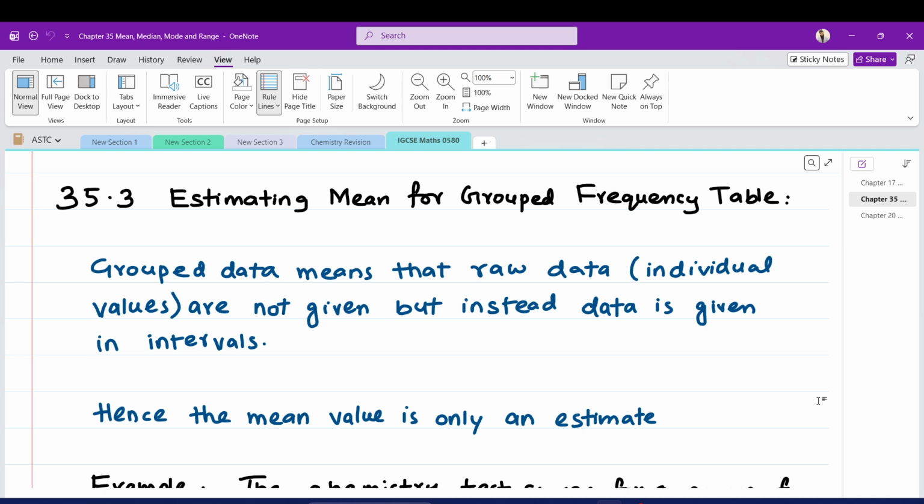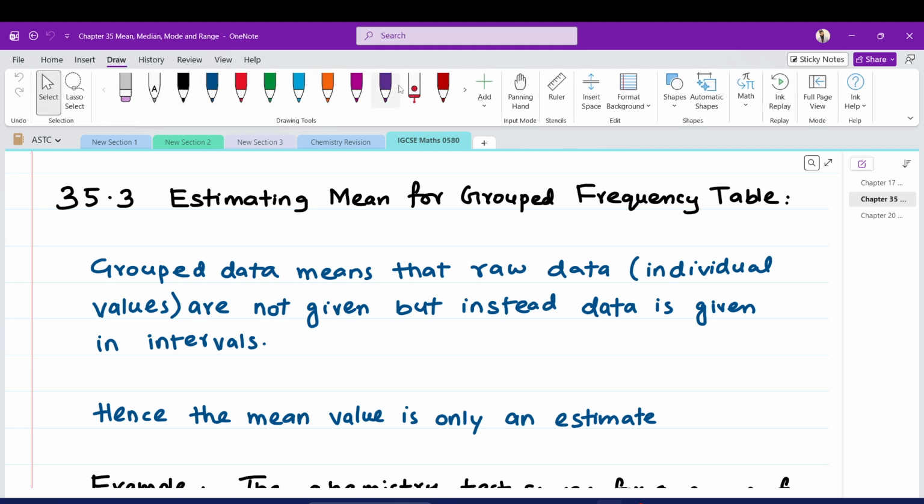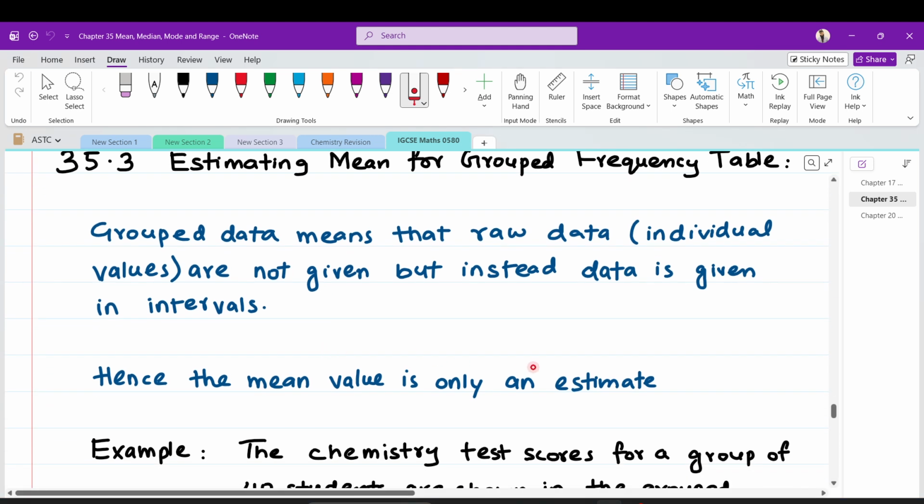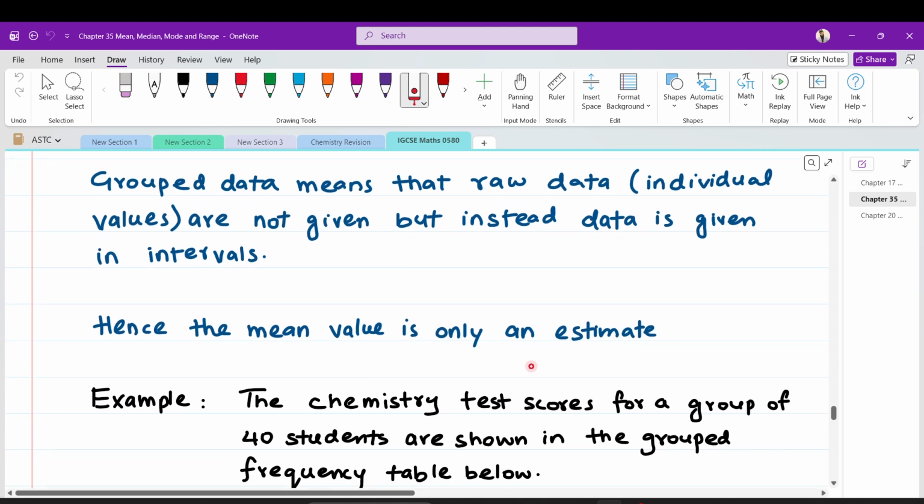So when we say grouped, that basically means that you no longer have the exact values. Instead, the data that is given to you is given in a range. So grouped data means that raw data or individual values are not given, but instead data is given in intervals. Hence, the mean value is only an estimate. Okay, so let's take a look at the question.